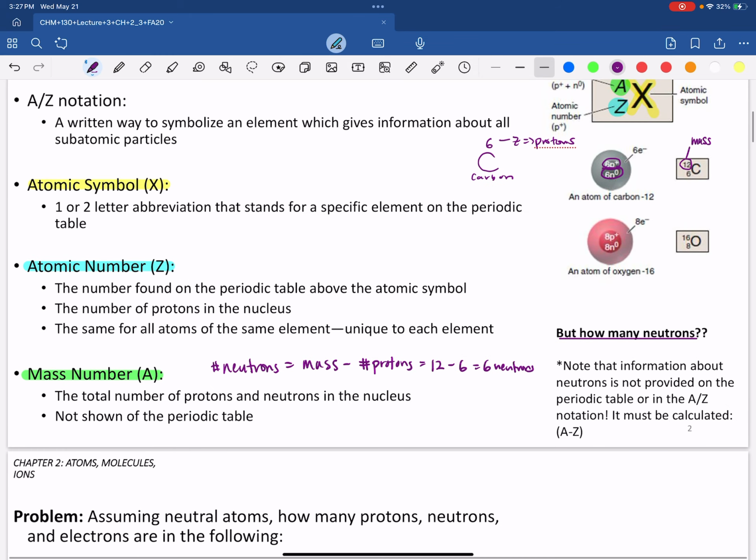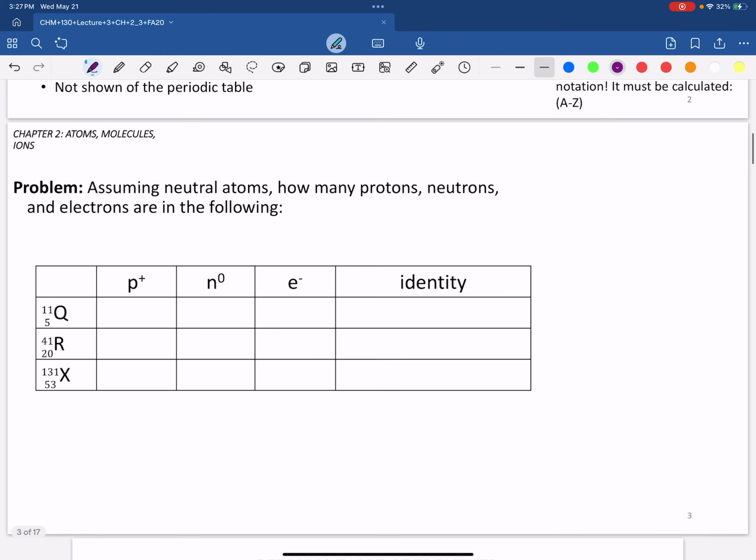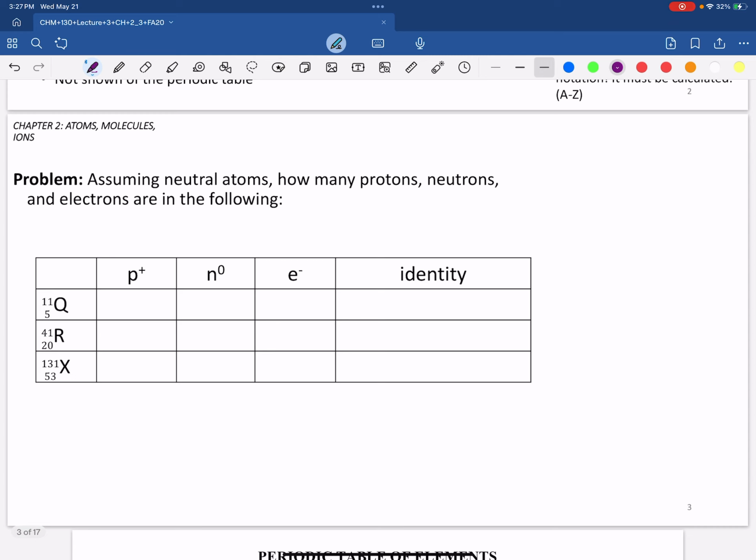Hopefully that kind of gives you a good idea of how to parse that information. In the next video, we're going to go over how to do these problems. If you want, you can take a moment and see if you can do some of these problems based on what we've already covered. But if not, you can navigate to the next video and I'll work through these problems.